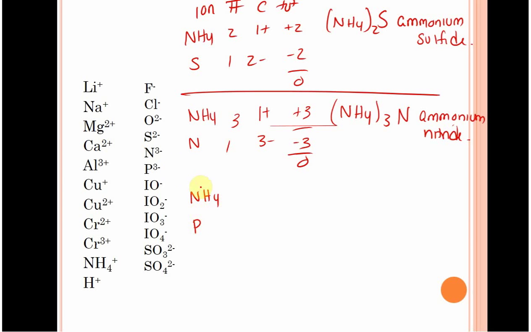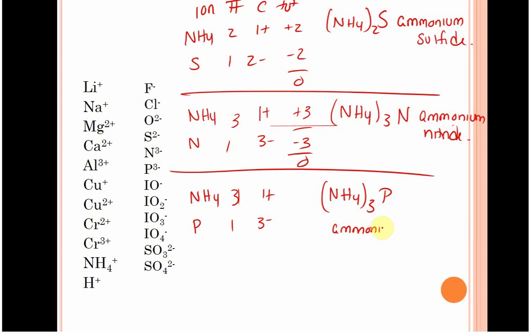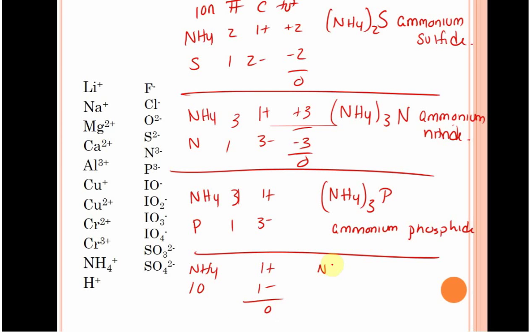Ammonium with phosphorus, 1 plus, 3 minus. We're going to need 3 and 1. It's (NH4)3P for ammonium phosphide. Now, if we do ammonium with hypoiodite, plus one, one minus, they already cancel. So NH4IO is ammonium hypoiodite.